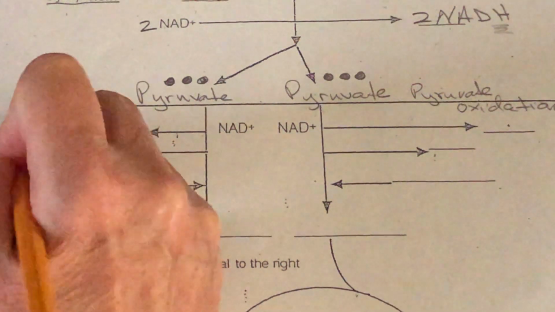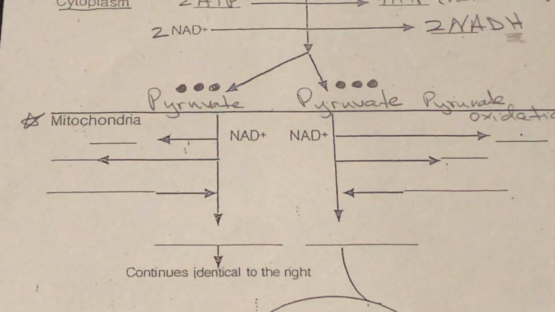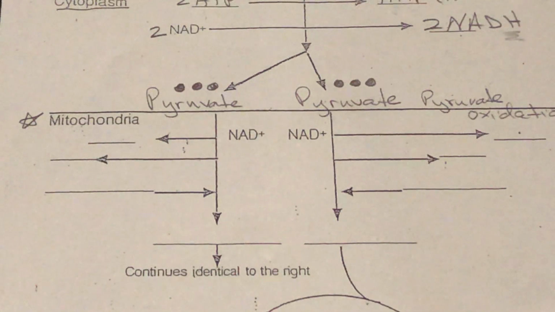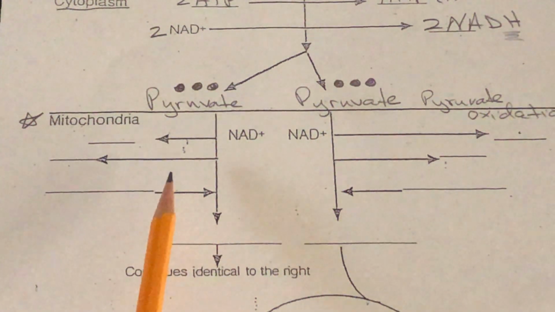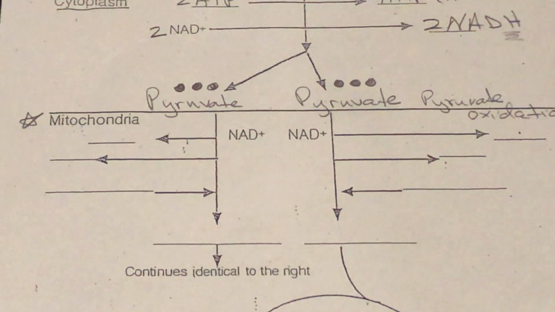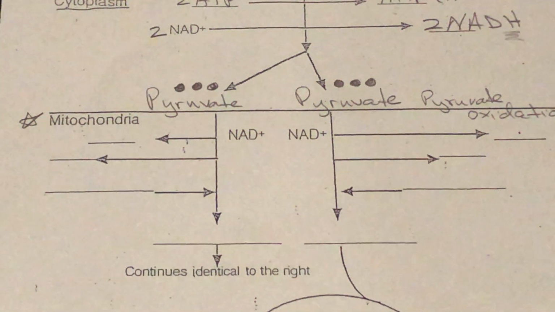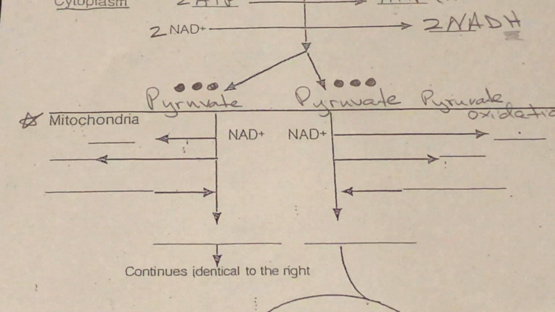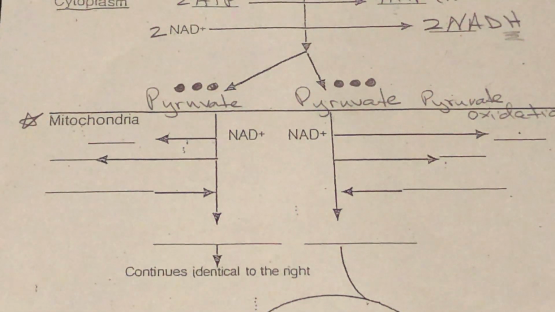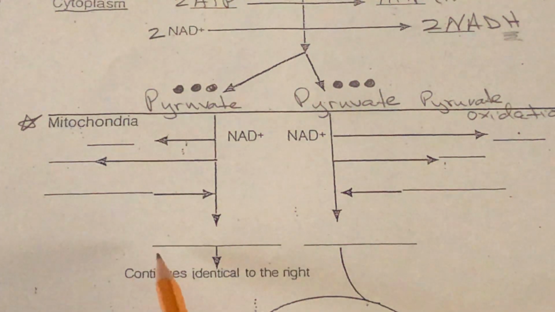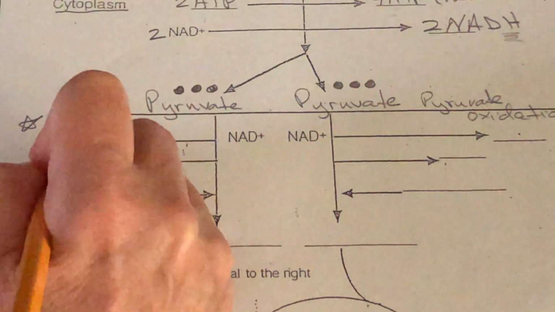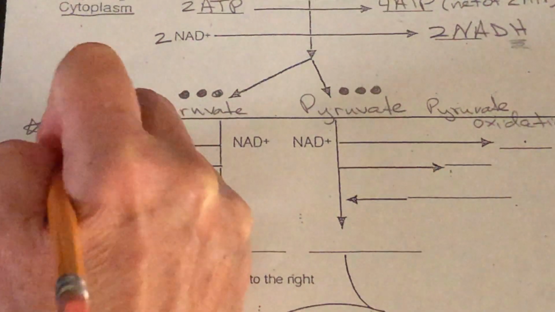So notice where this is occurring. This is going to occur in the mitochondria. It actually occurs right at the mitochondrial membrane. So basically these pyruvates have to cross into the mitochondrion, and when they do, boom, this reaction occurs right at the outer membrane and in between the outer membrane and the inner membrane of the mitochondrion. So the first thing that's going to happen as the pyruvate is crossing into the mitochondrion is a carbon dioxide is going to be released.